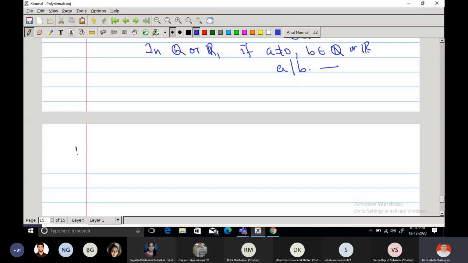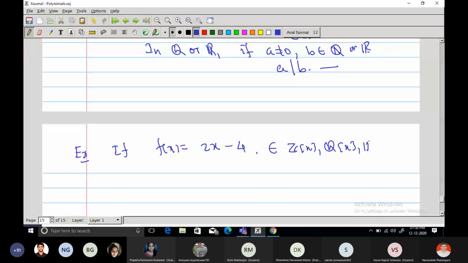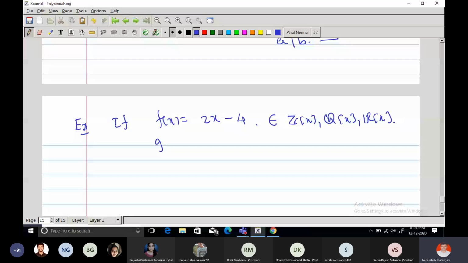So if f(x) is equal to 2x minus 4, this is a polynomial, and this polynomial is in Z[x] as well as Q[x] as well as R[x], no problem. And g(x) is equal to 2, for example. Does g(x) divide f(x) in Z[x]? What is your answer?